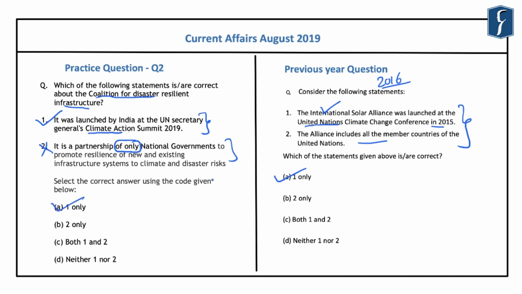Now another important point regarding this coalition is that its secretariat is located in Delhi. And it is supported by the UN Office for Disaster Risk Reduction, which is known as the UNDRR. And further, this coalition is in line with the Sustainable Development Goal 9, which is related to development of sustainable and resilient infrastructure. And this coalition is a result of the efforts by India and the UNDRR.